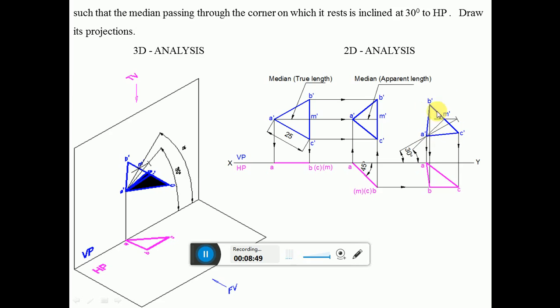Then to get the top view, you draw the top view. How to do that? A is on the XY line. You draw a vertical projector from A dash to get the point A, and vertical projectors from B dash and C dash, and horizontal projectors from B and C to get these two points. So you will get the final sketch here. This sketch and this sketch will be very much similar. The final shaded sketch is the one which gives you the actual final position of the triangle.